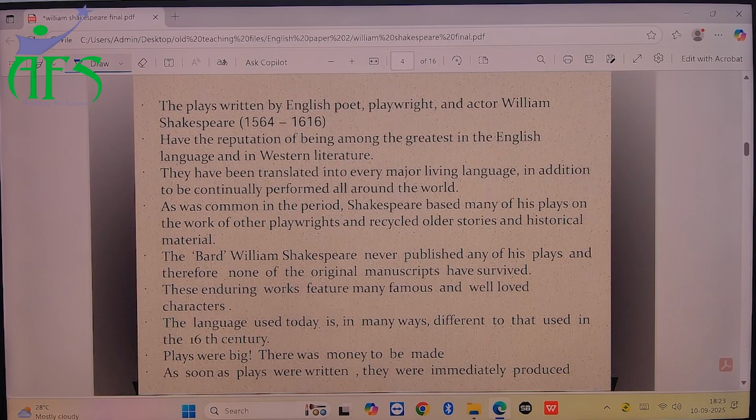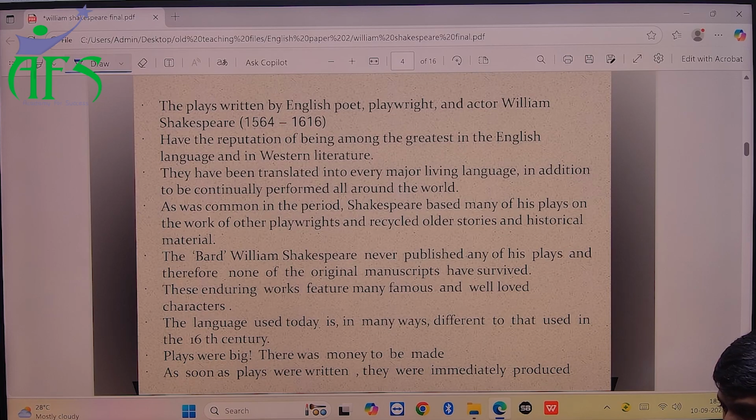The bard William Shakespeare never published any of his plays, and therefore none of the original manuscripts have survived. This is the one thing I would like to draw your attention to: in his lifetime he never published any of his plays. Scholars were very confused because of this, and there are some assumptions why he didn't publish.